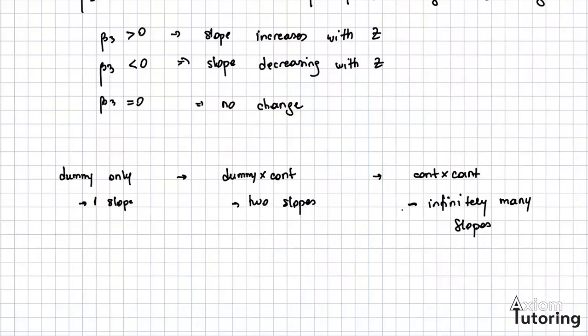So in a continuous times continuous interaction, the effect of X changes smoothly with Z. And in the next video, we'll derive this formula and compute the marginal effects, and then we'll also see a worked example.